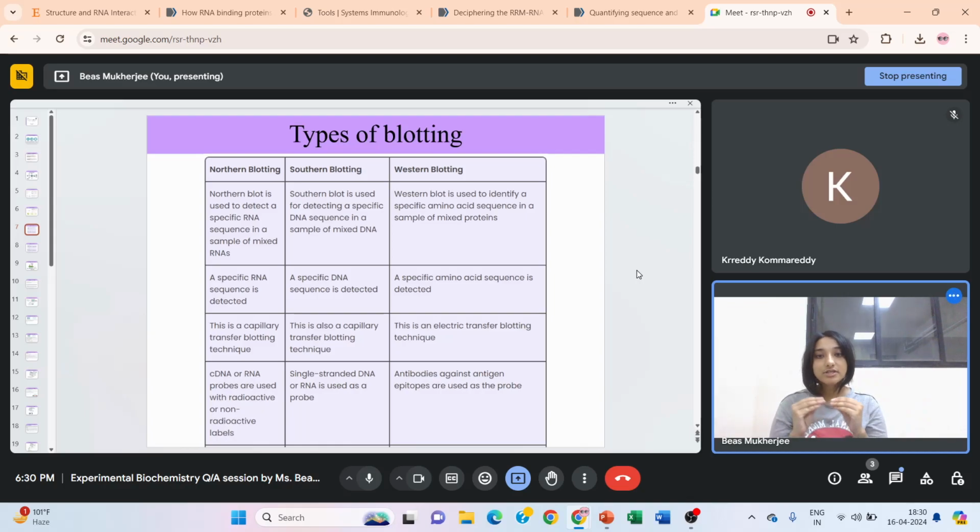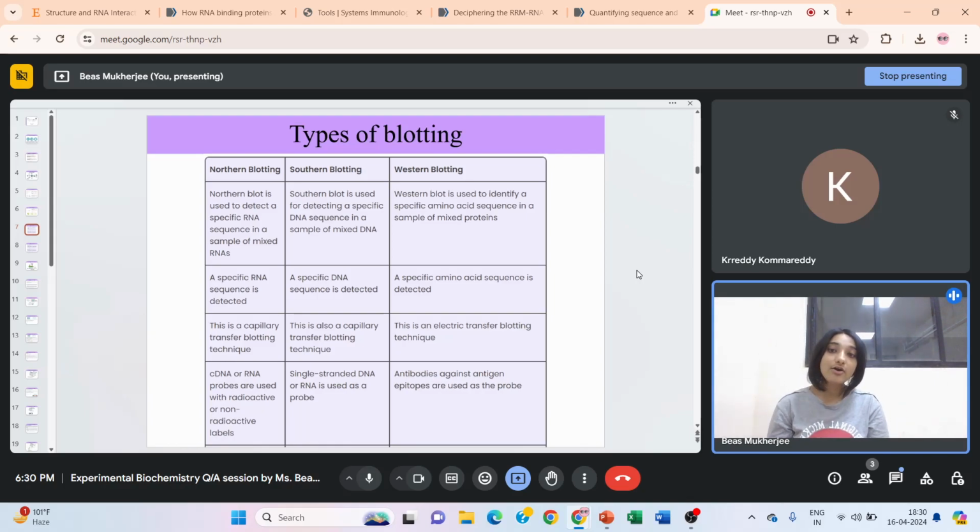Correct. Now in all of these you can see that usually capillary transfer is carried out in case of southern and northern blotting, but in case of western blotting we go for electroblotting. So we will go through the techniques. You will learn about capillary transfer and electroblotting also very soon.